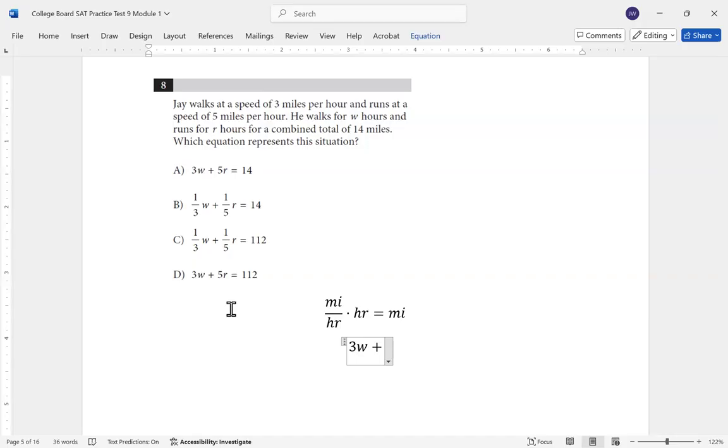If he runs at 5 miles per hour, a total of R hours, then the number of miles that he runs is 5 times R. If we combine those, we end up getting the total amount that he walked and ran, which is 14 miles. So the correct equation is 3W plus 5R is equal to 14, which is option A. So the answer to question 8 is A.